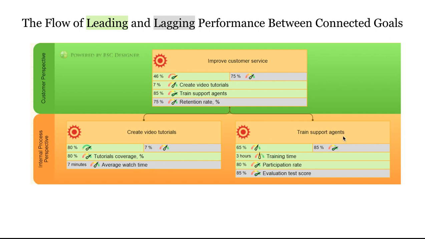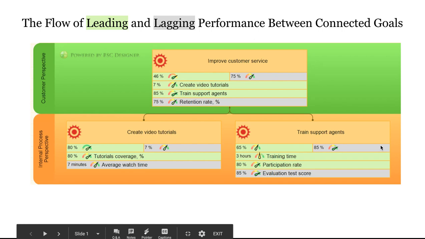The same happens with train support agents. Here we have two leading indicators. One is training time, and another is participation rate. So basically, we measure the time that the trainer and students spent on training. And we also make sure that enough people were participating in the training. So that's how we calculate these two leading indicators. And we have a lagging indicator that helps us to validate if progress was achieved in the context of this goal, if we trained support agents and if this training was effective. And how can we validate it? Well, the basic validation method is to look at the score of the test that we do after the training, and this will give us an idea about the effectiveness of this training.